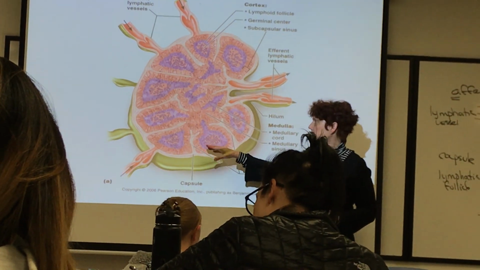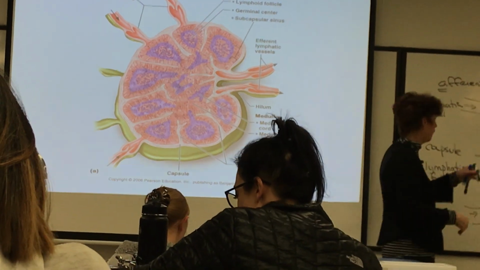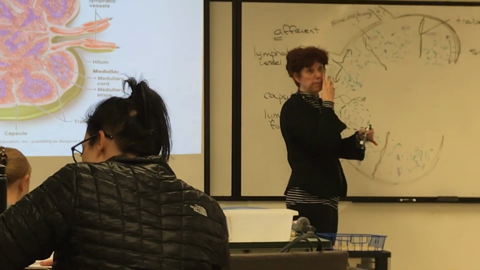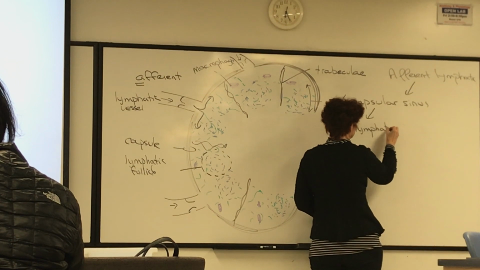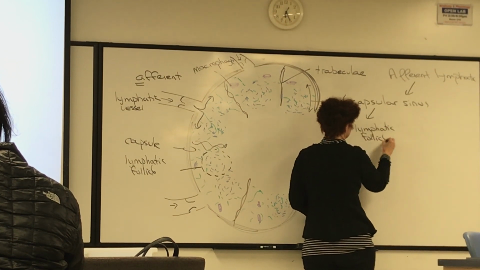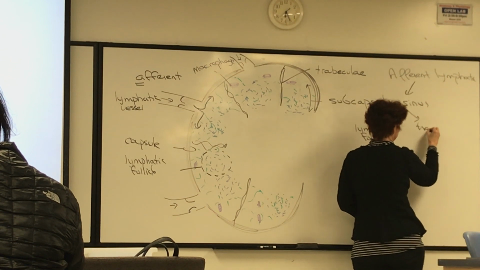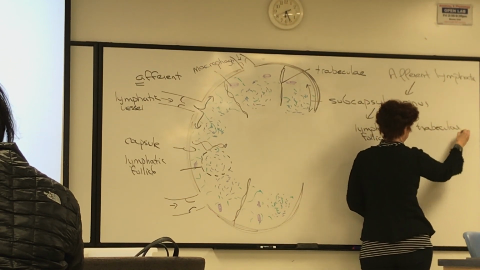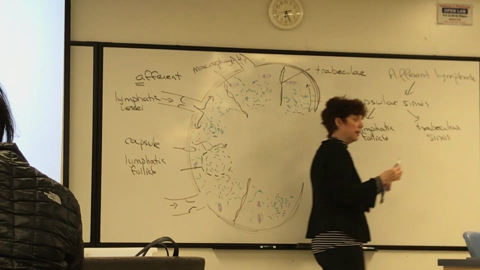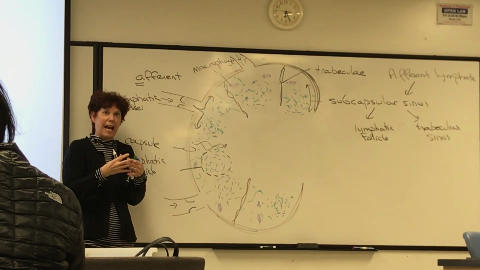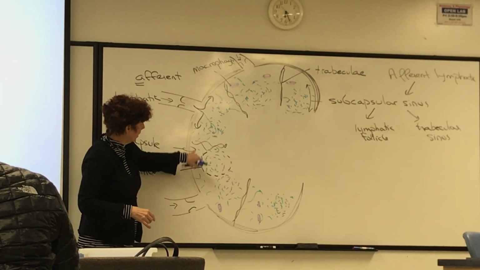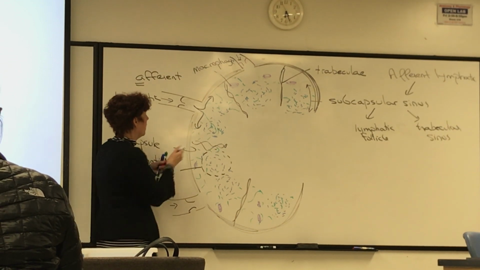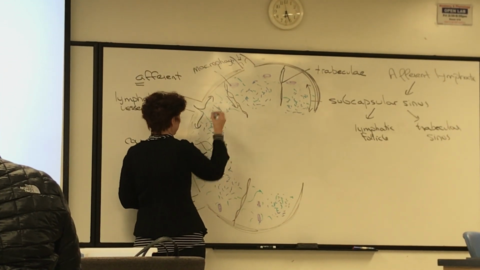Okay? So from the subcapsular sinus, it can enter either the follicle itself, or it can enter a more free-flowing space, the trabecular sinus. So it can go into the lymphatic follicle. Or it can go into a trabecular sinus. And that's also spanned by reticular fibers. And the reticular fibers are in the lymphatic follicles too, but there's just a higher concentration of cells. All right, so it can either go along here and down the trabecular sinuses or through the follicle.